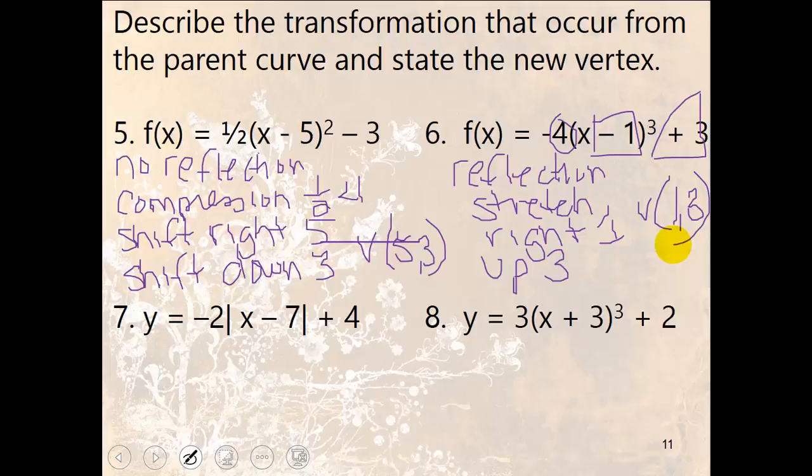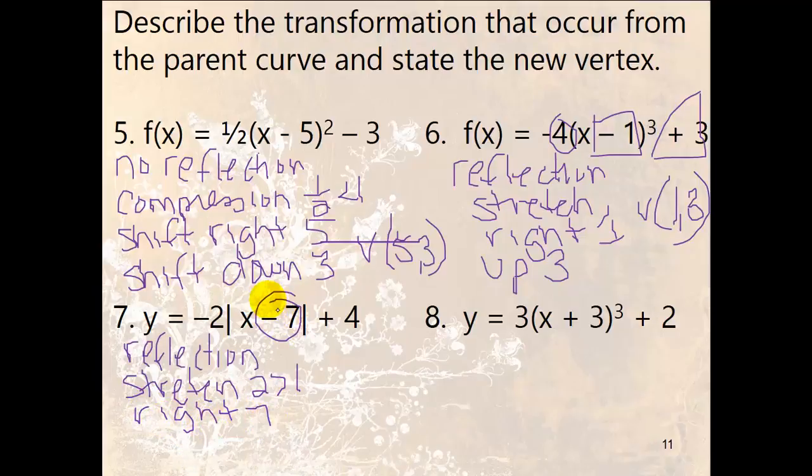Number 7, we're going to do this one together. I have a reflection because of the negative. I have a stretch because of the 2. I have a right 7. I have an up 4. So my new vertex is 7, 4. You guys hit pause, do number 8: y = 3(x + 3)^3 + 2.